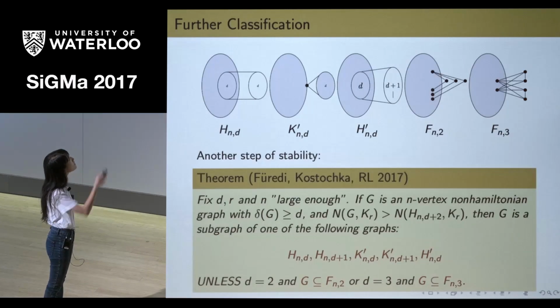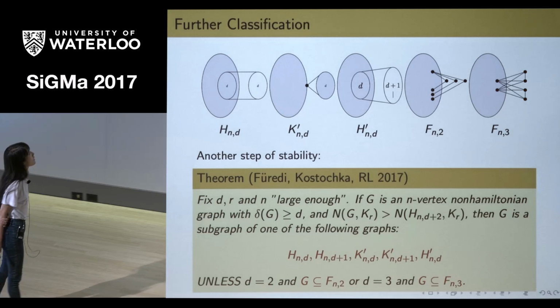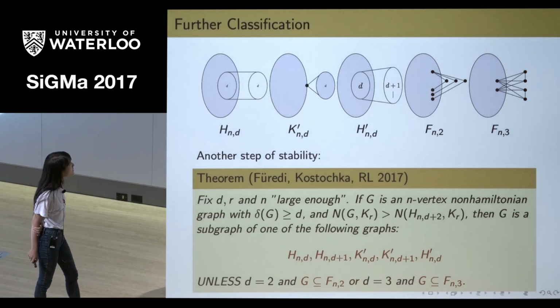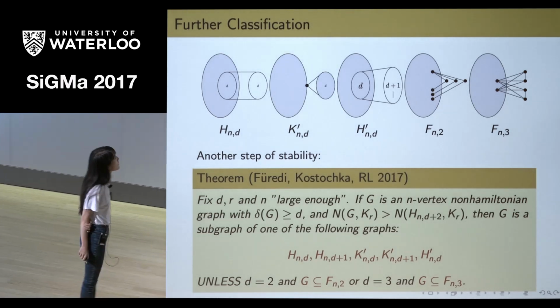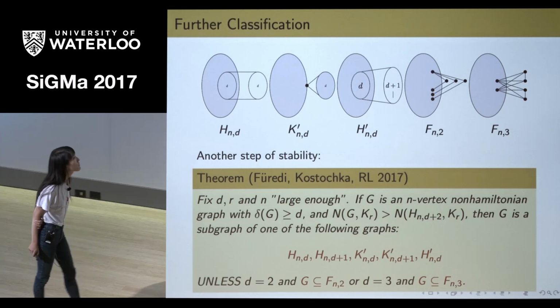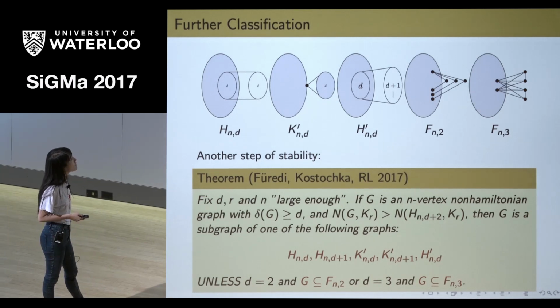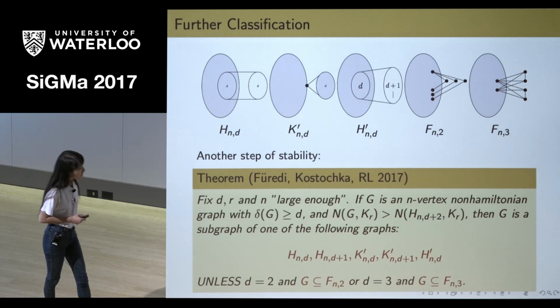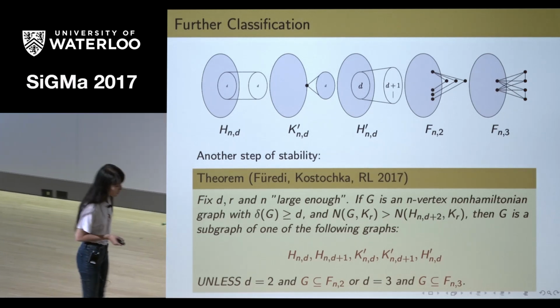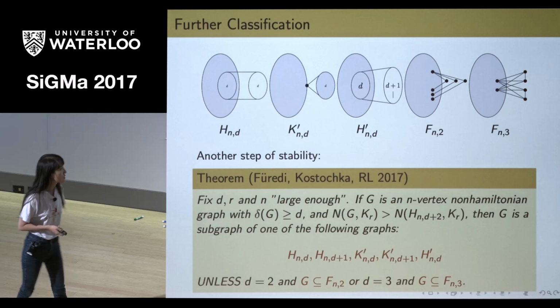Okay, so here is a more precise statement. So again, fix d and r large enough. G is an n-vertex graph with minimum degree at least d, such that we have many, many r-cliques. Then G is a subgraph of one of the following graphs. So it can be in one of these three families that we just talked about. And there are only two bad cases for specific values of d.